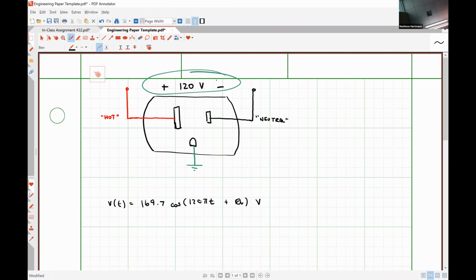This 120 volts that I've circled in green is the effective value of this periodic waveform. What that means is that this voltage, V of t equal to 169.7 cosine blah, blah, blah, delivers the exact same amount of average power to a resistor as a 120 volt DC source would. So that's what effective values mean.